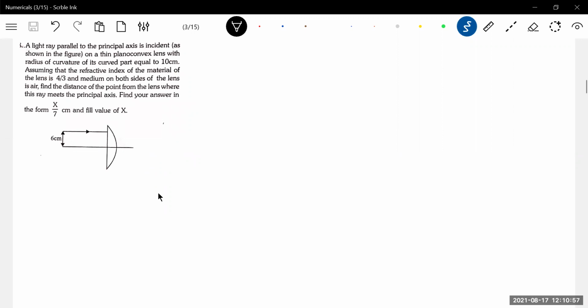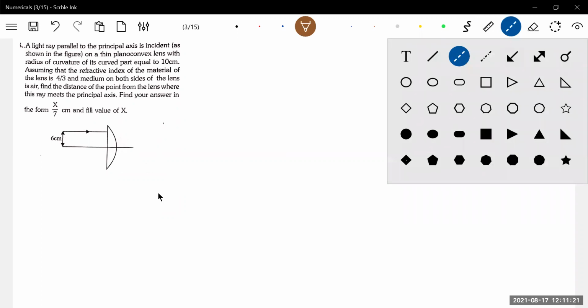Analyze the problem. Don't go for blind writing of equations. Please analyze it. The semicircle is not there.